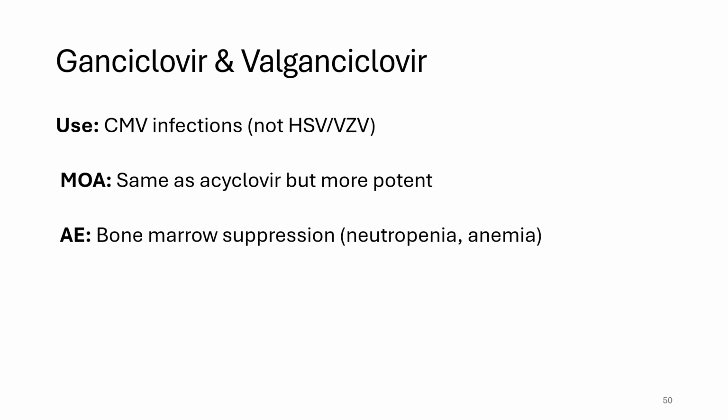If the question says CMV, especially in an immunocompromised patient, that is where your mind should go to, either Ganciclovir or Valganciclovir. Mechanism-wise, they work the same as acyclovir. They're nucleoside analogs that inhibit viral DNA polymerase, but they are more potent, which is why they're more effective against CMV. The big high-yield adverse effect is bone marrow suppression, so neutropenia and anemia. These patients need to be closely monitored with a CBC for those blood counts. So stronger drugs, higher toxicity, but used when you really need them.